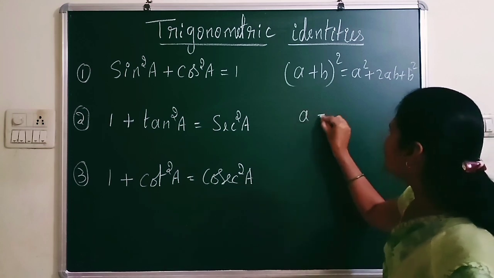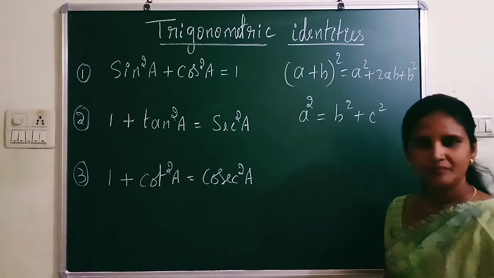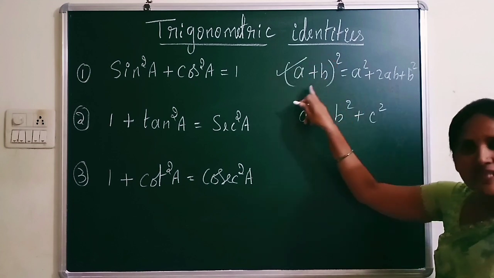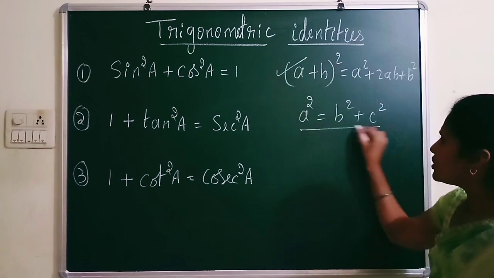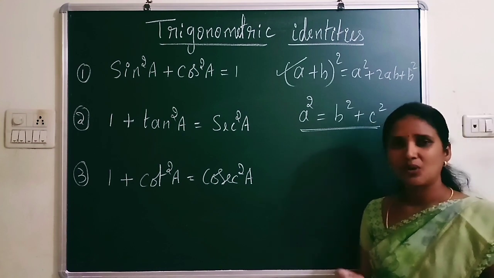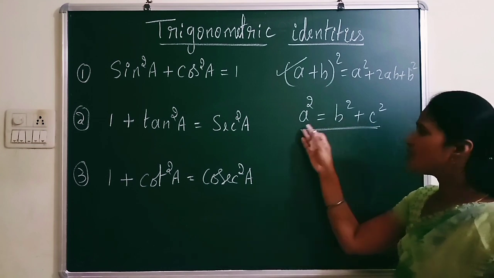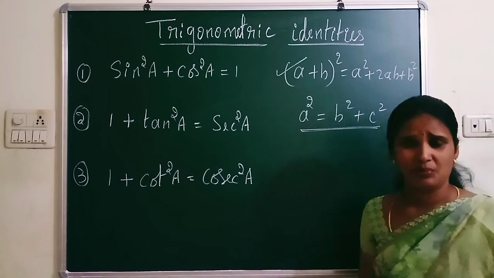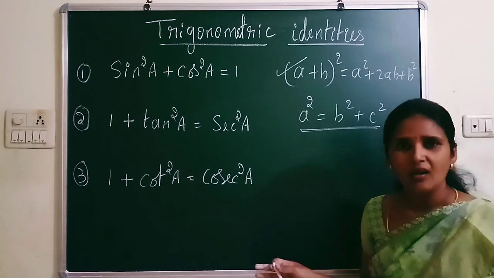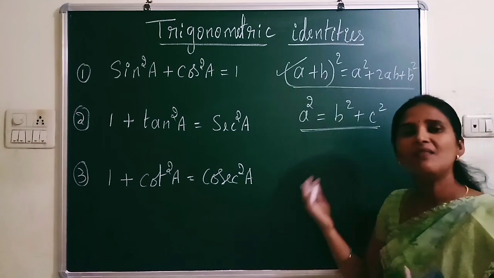If I ask you, a square equals b square plus c square, is this an identity? Is it an algebraic identity? No. Why is it not an identity? Because this statement is not true. LHS and RHS are not equal for all real numbers. It may be true for one or two numbers, but not for all. Whereas this identity is true for any values of a and b.